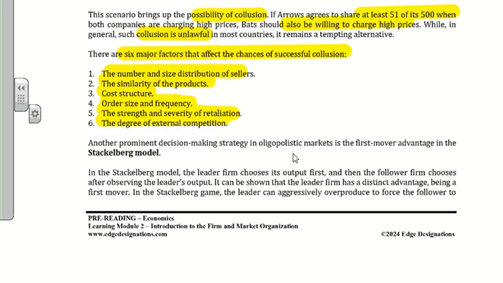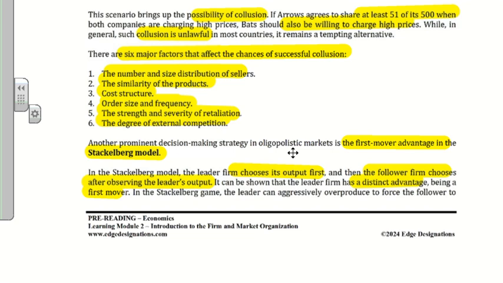Another massive decision-making strategy, okay, is first mover advantage in the Stackelberg model. What is that? Okay, the leader firm in this model chooses its output first. The follower firm chooses after seeing what the leader's output is. Okay, the leader in the Stackelberg model has got a distinct advantage, being a first mover.